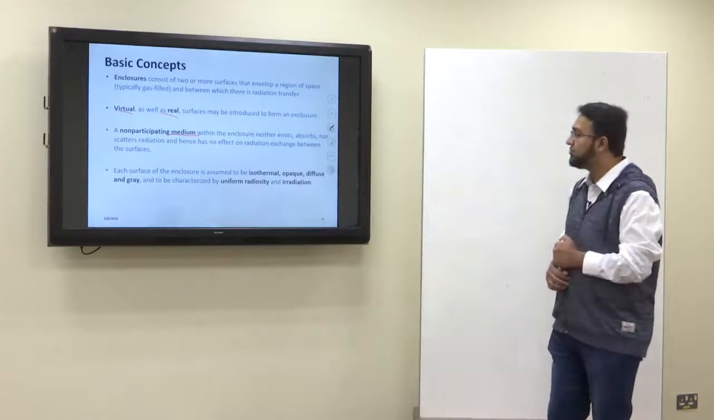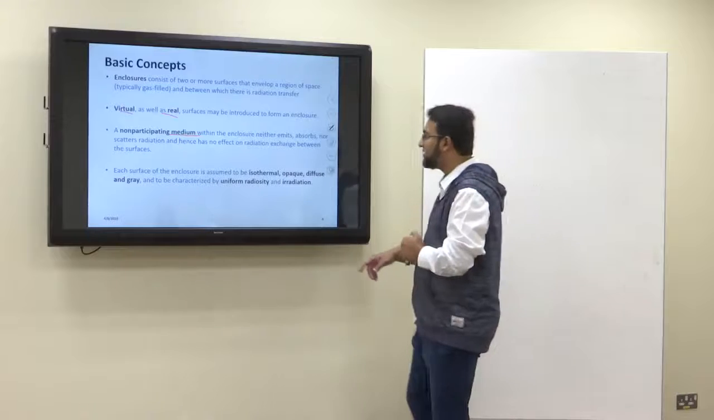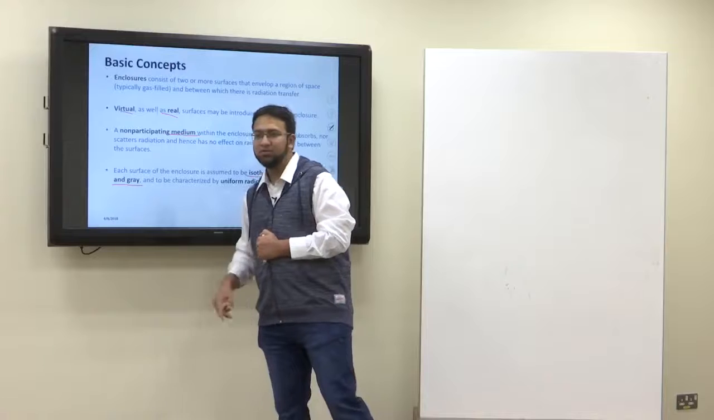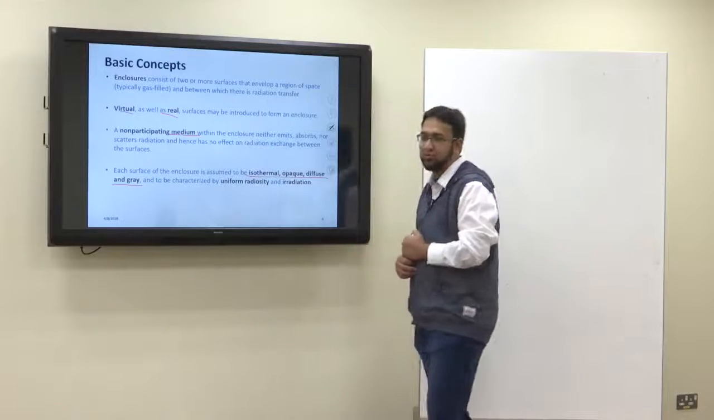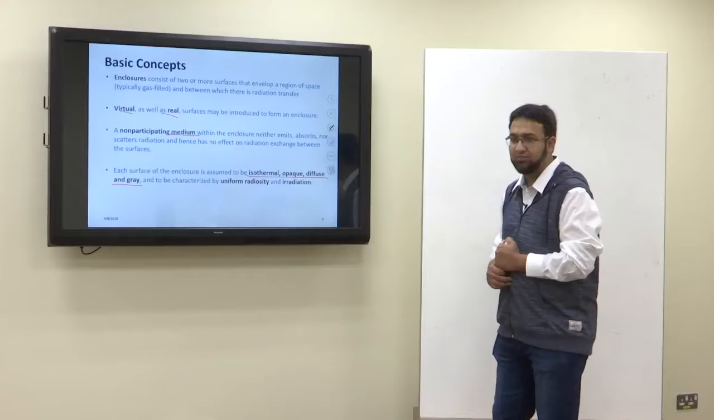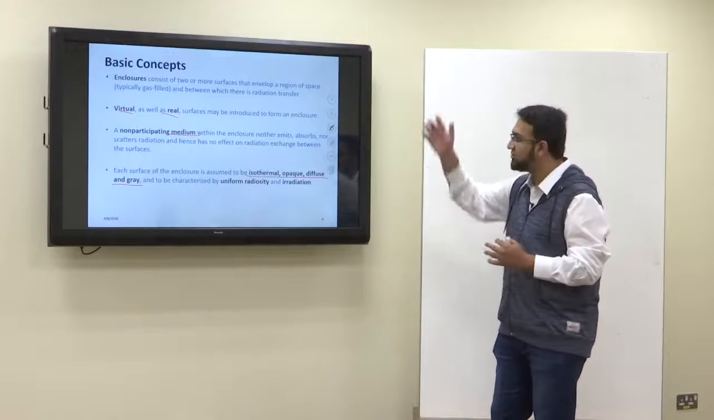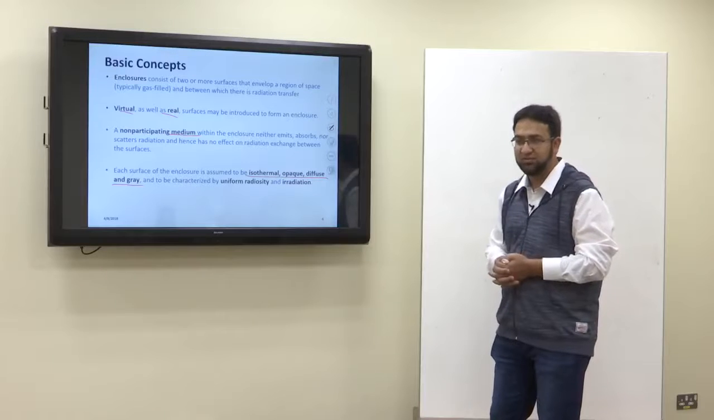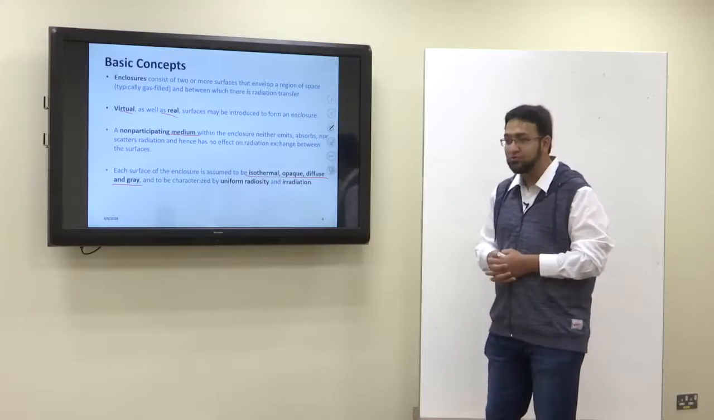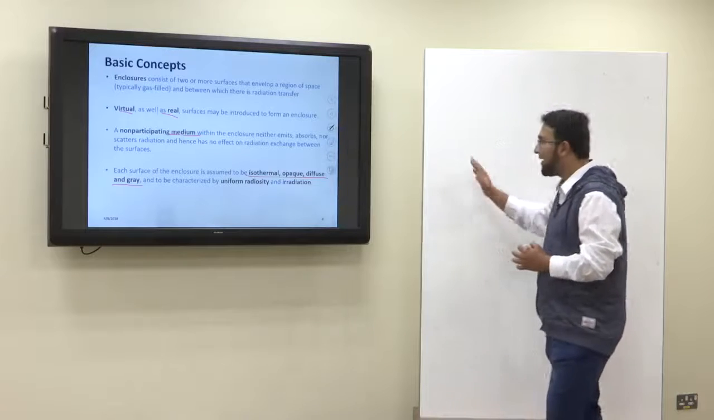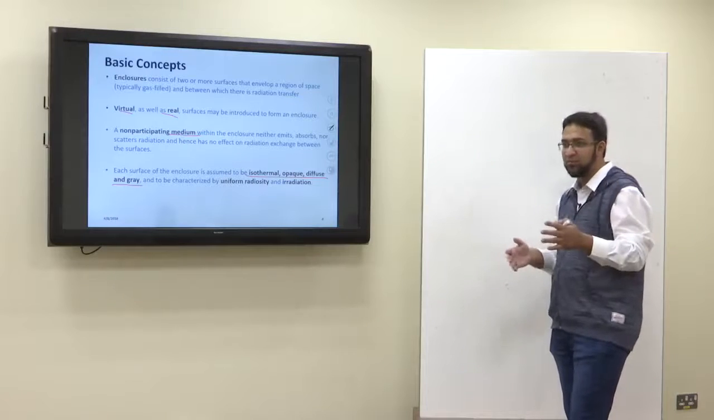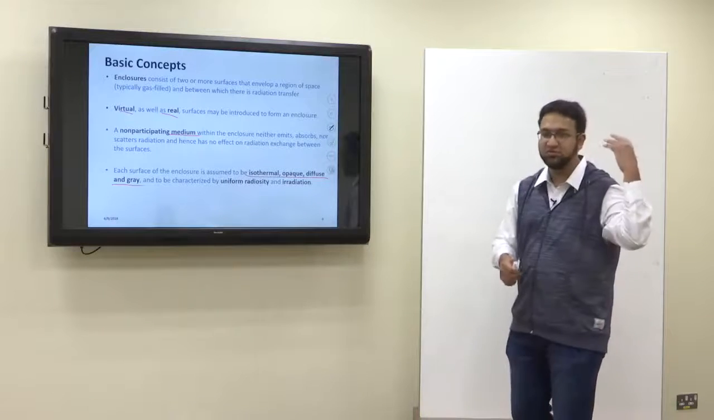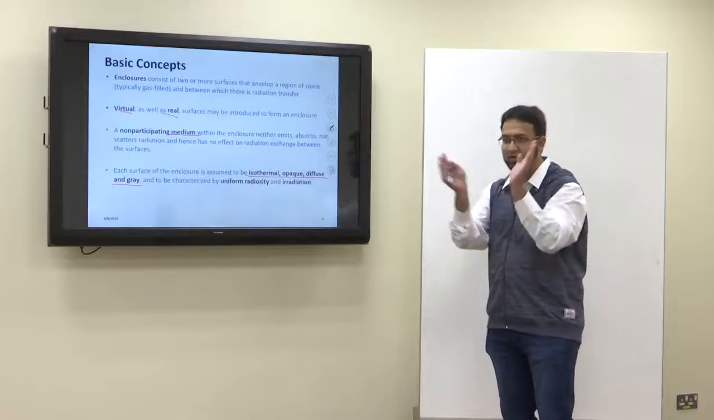Each surface of the enclosure is assumed to be isothermal, opaque, diffuse, and gray. So all the surfaces of the enclosure are assumed to be isothermal. So that means there is no temperature variation within the surface. It's opaque, so it does not transmit any radiation. It is diffuse, so the amount of radiation emitted by any surface of the enclosure, suppose this room is an enclosure, is diffuse. It is moving in all directions.